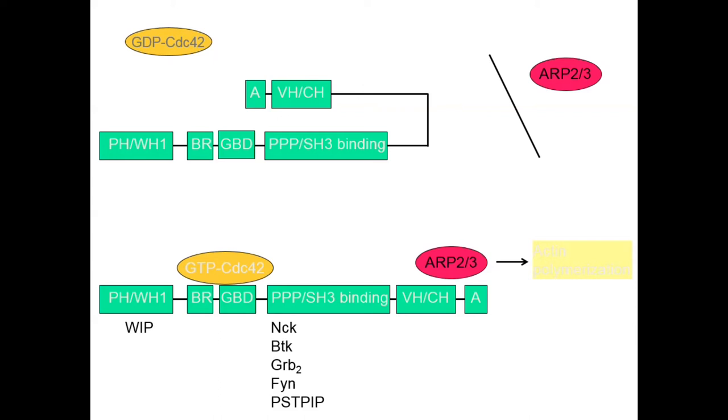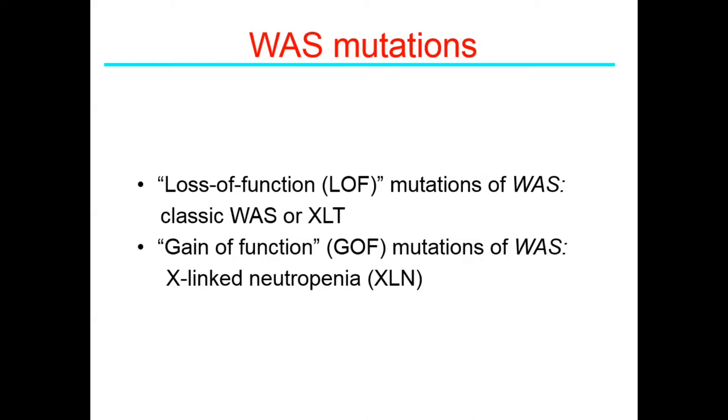So this is a very important aspect, and that is that precisely there is the mutation in these X-linked thrombocytopenia patients. And so if we look at these mutations, there are loss of function mutations like in Wiskott-Aldrich syndrome and in XLT, and there is this gain of function where the molecule is always active in patients with X-linked neutropenia.